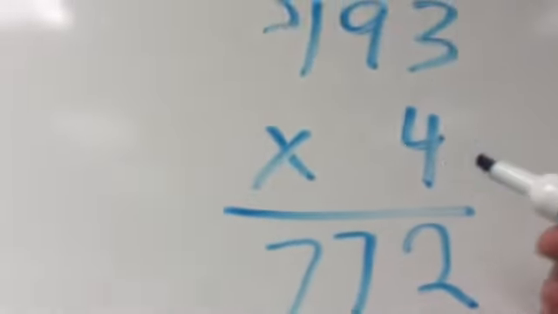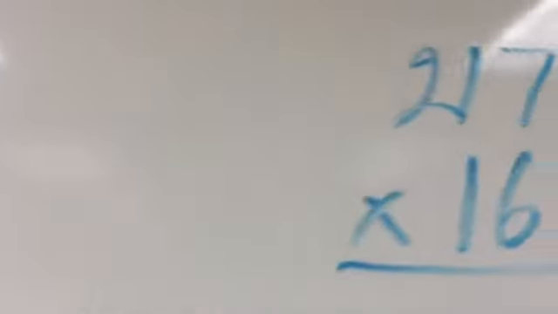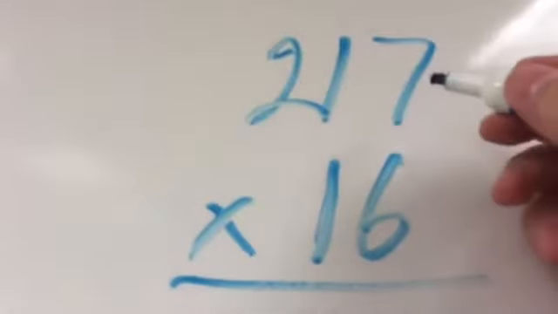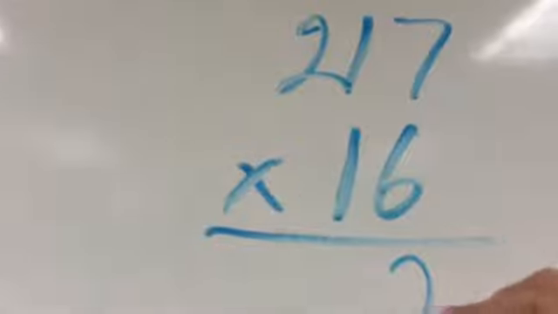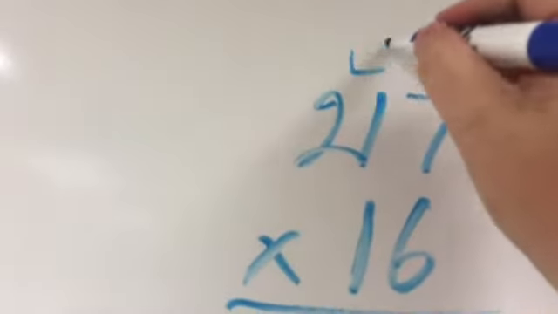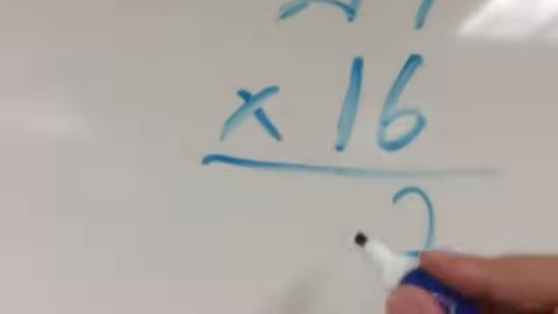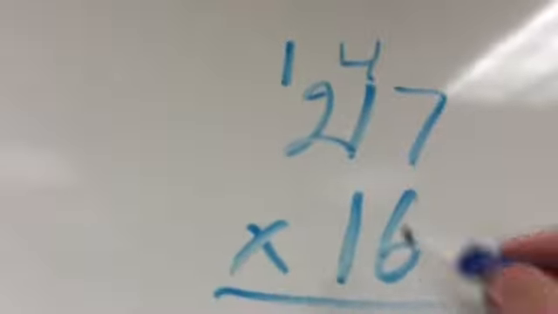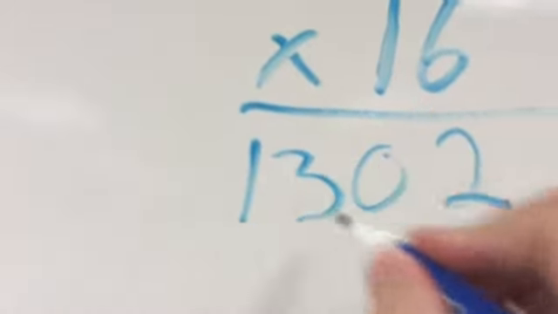Now all of these have been multiplied by a single digit. What if we multiply by more than one digit? Well, take for example 217 times 16. 7 times 6 is 42. So we put the 2 here, we carry the 4. Notice this is just like we did before. 1 times 6 is 6, plus 4 is 10. We put the 0 here. We carry the 1. 2 times 6 is 12, plus 1 is 13. We don't have anywhere else left to go, so we go ahead and write 13.